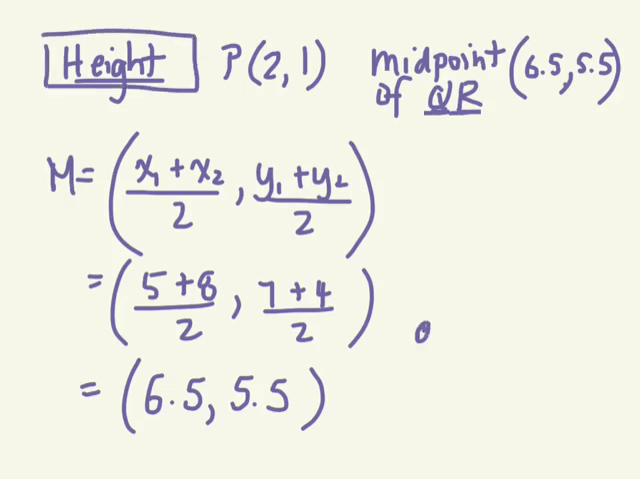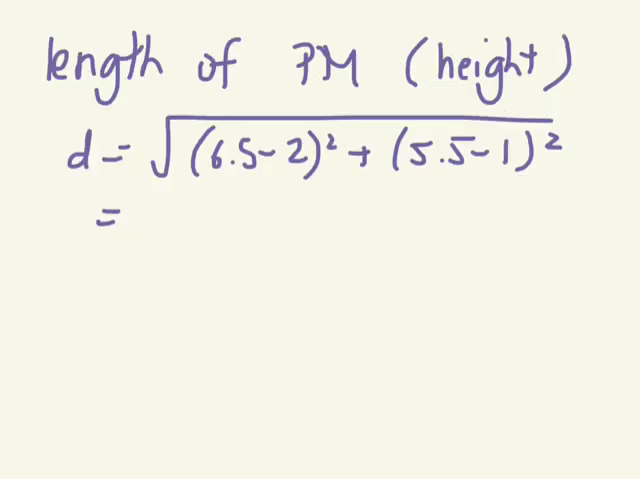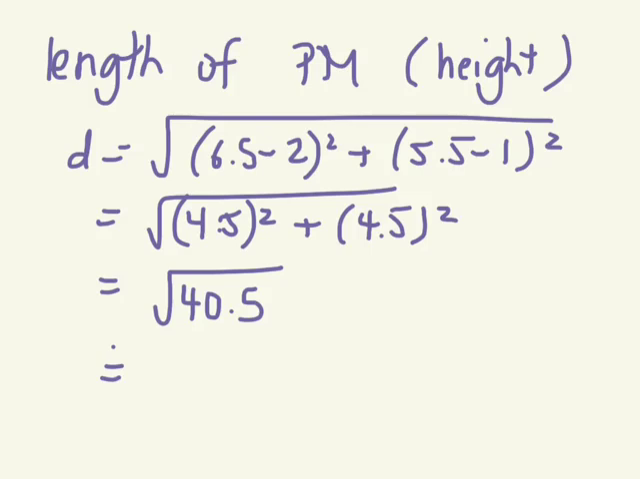Good. We need to know the distance from P to the midpoint. Well, now I have the coordinates of the midpoint, and I already had the coordinate of P. Find the length of this line segment so we can use it to find the area, right? This is the height. Okay, so plugging it into distance formula, we have 4.5 squared plus 4.5 squared, which is equal to the square root of 40.5, which equals what? 6.4. Good.